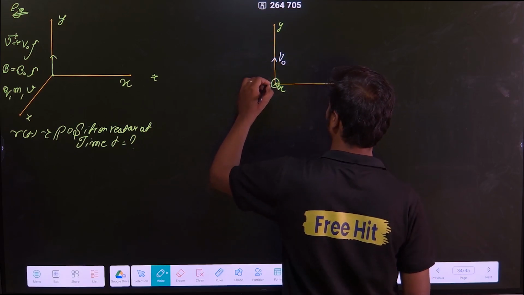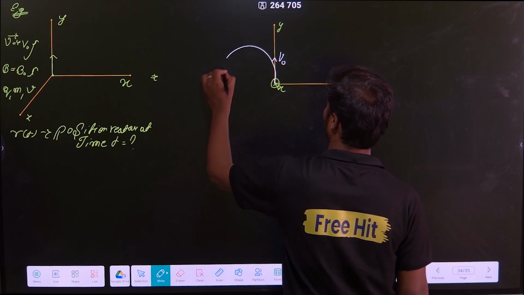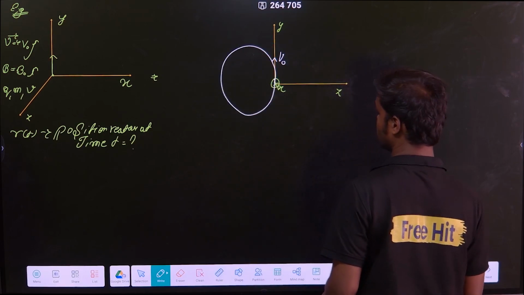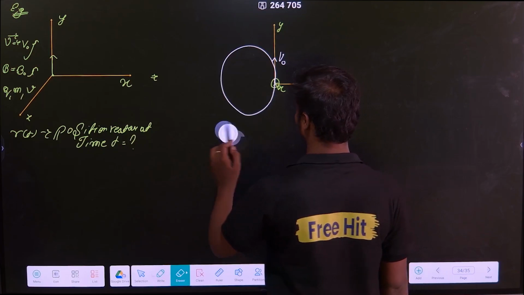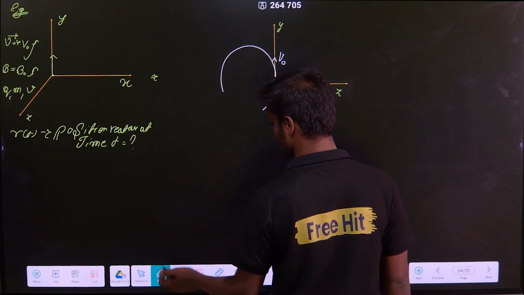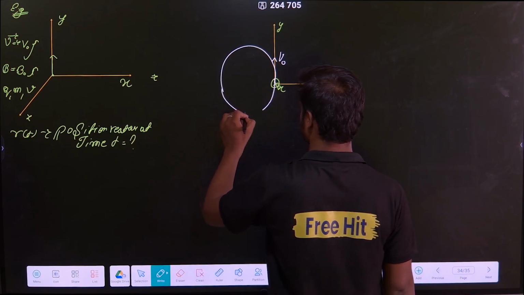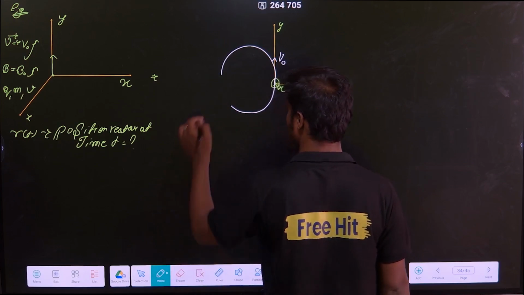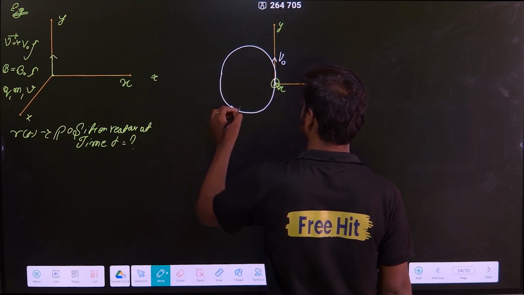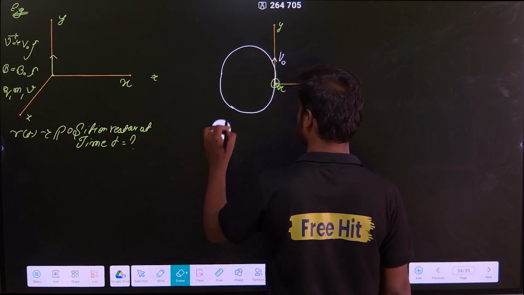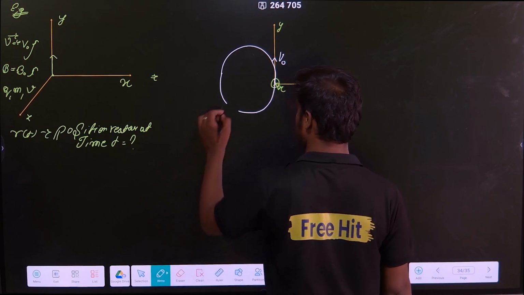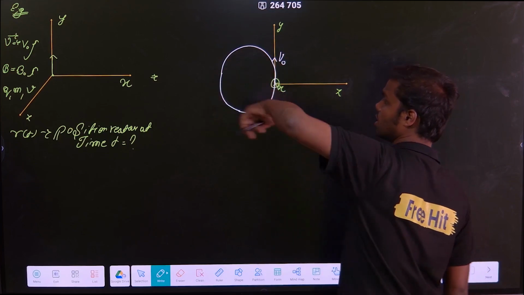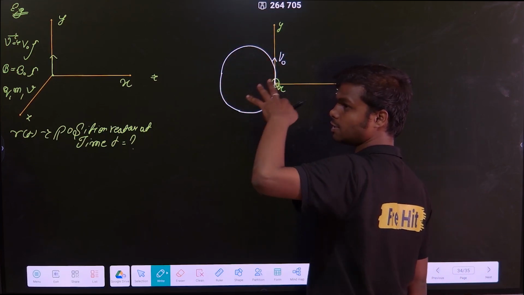Not coming perfectly, but I hope you are getting the point of how the circular motion is going to be. Correct? It is something like this. It is going to be a circular motion like this. It is going to rotate like this in this plane. What is that plane? This is the YZ plane.